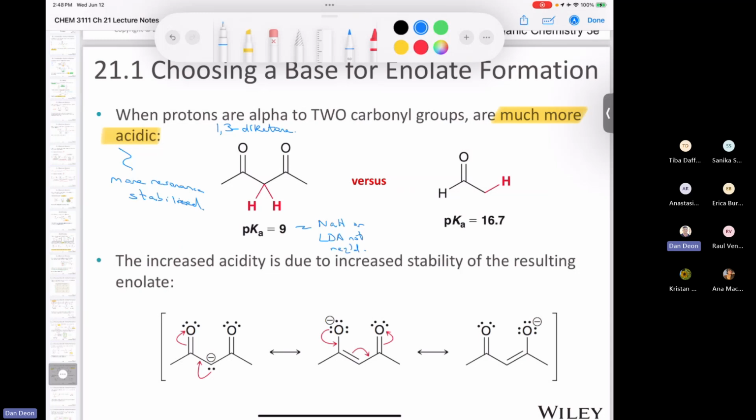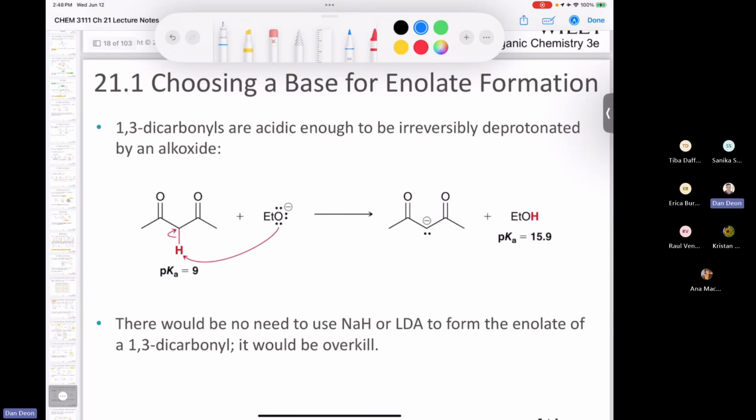Why? Because it's so darn acidic already that even if you use a weaker base like sodium methoxide, it's going to completely deprotonate the 1,3-dicarbonyl. Why? Because the equilibrium is going to lie to the side of the weaker acid. Again, this is our acid, this is our base, this is our conjugate base, and this is our conjugate acid. So the equilibrium is always going to lie to the side of the weaker acid. And so it would be overkill. I love the fact that he uses this word here, that sodium hydride or LDA would be overkill when you're dealing with a 1,3-dicarbonyl.